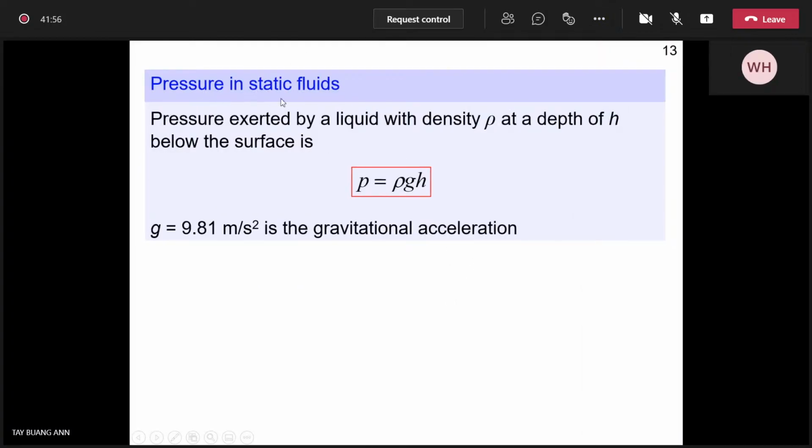So for pressure in fluids, because fluids are different from solids. Solids, you cannot change the shape easily. But for fluids, it is malleable. It can take any shape given by the container. So the pressure exerted is different from the solids. So here is the formula. You learned this also, I believe.